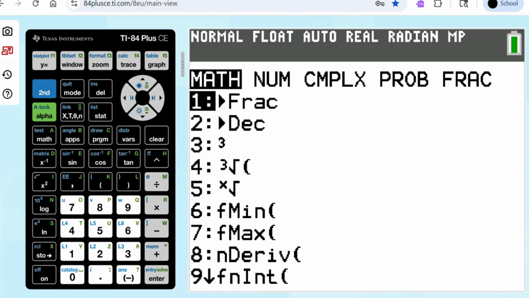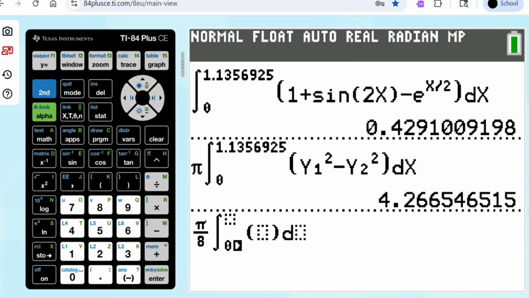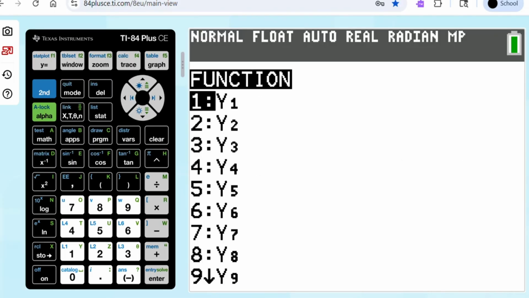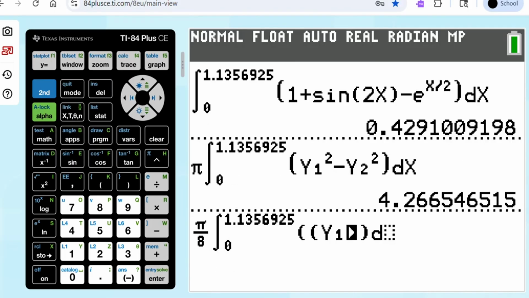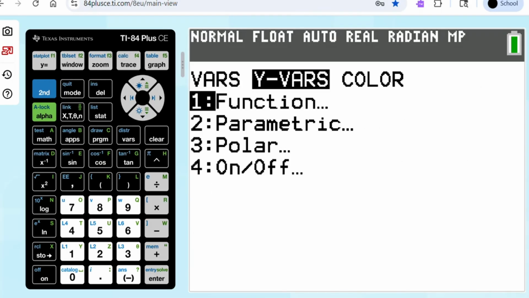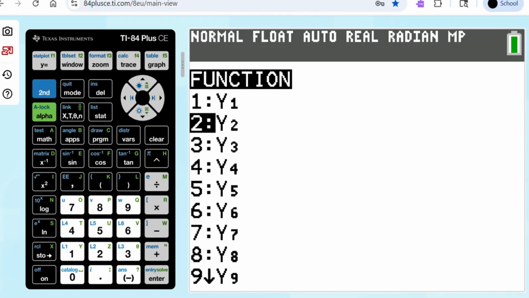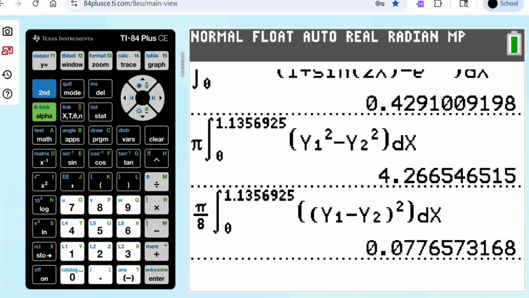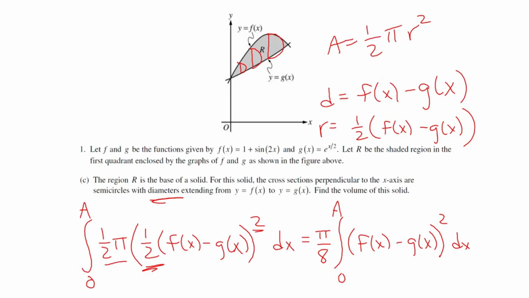And then we hit math, option number 9 for our integral. We're going to go again from 0 to a, which was 1.1356925. And we're going to use the same trick we used before with the VARS button. We'll hit that, go over to the second column, and we'll do y1 minus y2. So we'll do the same thing again, VARS in the second column. And then we will square f minus g, put our dx outside, and we end up with 0.078.